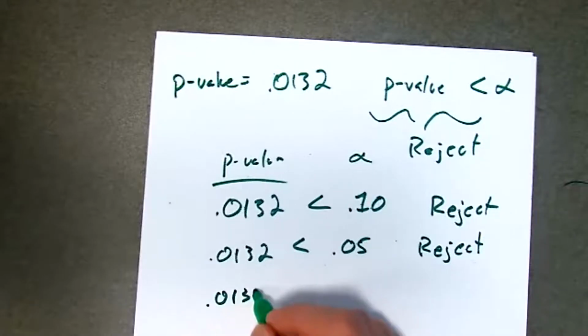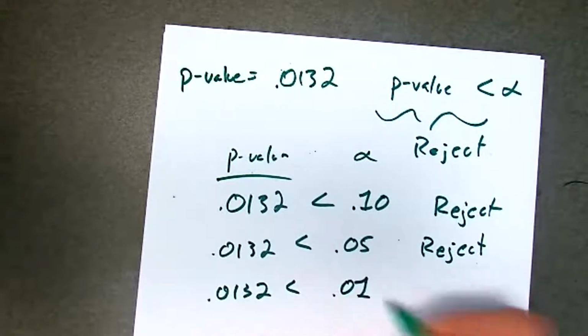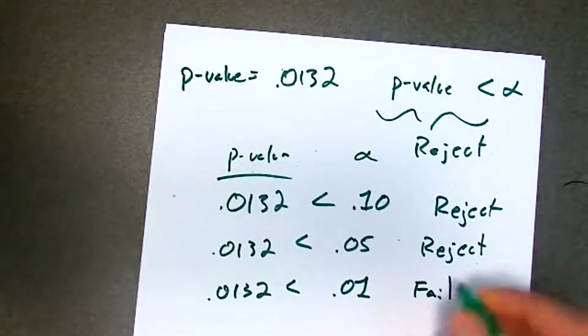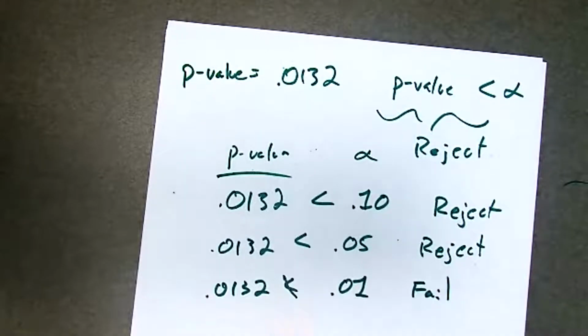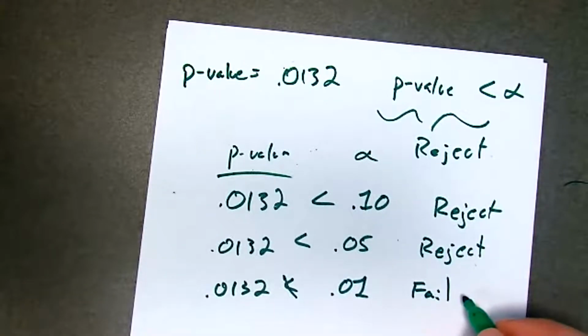Can I reject at an alpha of 0.01? Well, I'm just barely not less than 0.01, right? So I would fail to reject here at the 1% significance level, or fail to reject at the 99% confidence level. Okay.